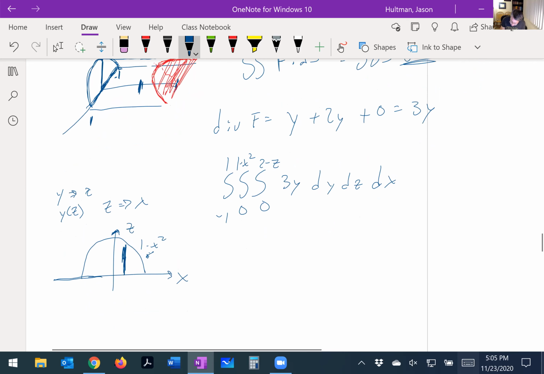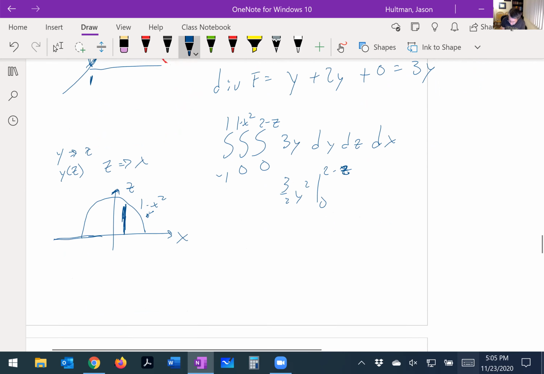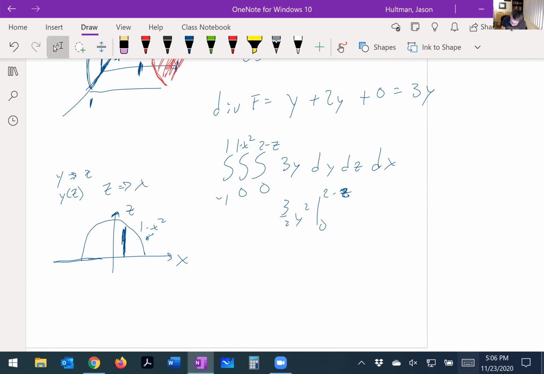So now I'm going to integrate on y. So this is 3 halves y squared from 0 to 2 minus z. Plug that in. We get 3 halves times 2 minus z squared. Integrate that from 0 to 1 minus x squared dz. So now we've got everything in terms of z.